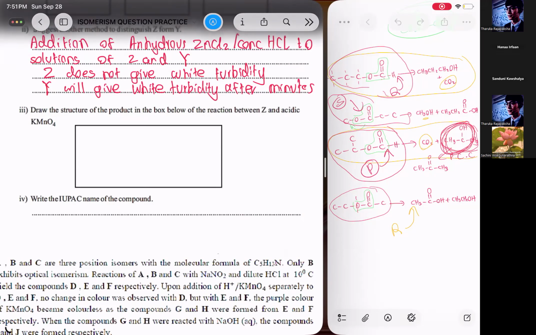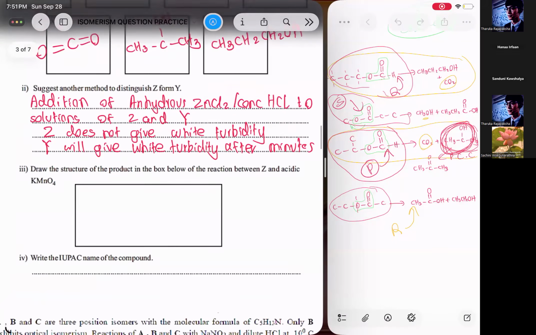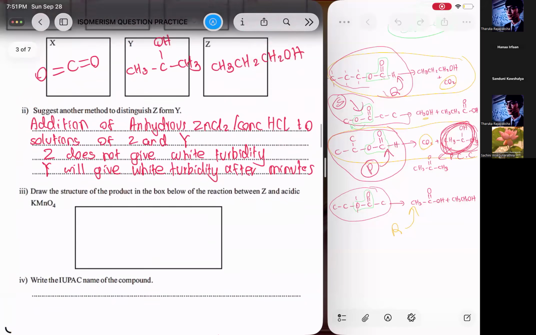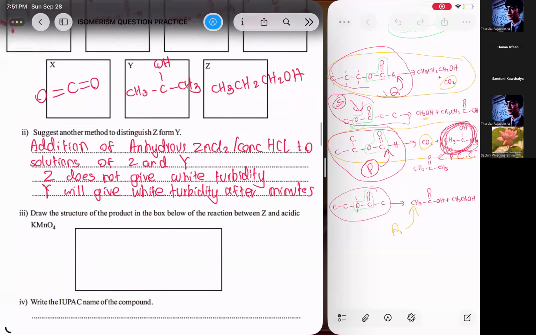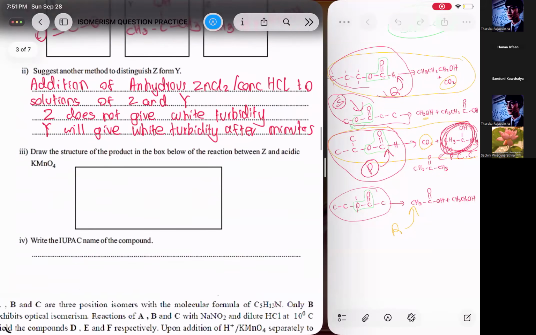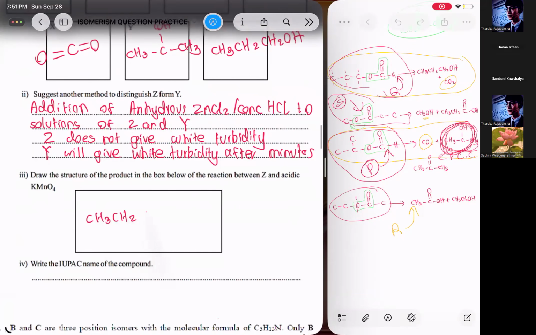Right. Then the third one: draw the structure of the product in the box below, of the reaction between acid and acidic KMnO4. The acid is this. When it reacts with acidic KMnO4 it gets oxidized. So CH3, CH2, C. There you go. This is a carboxylic acid.